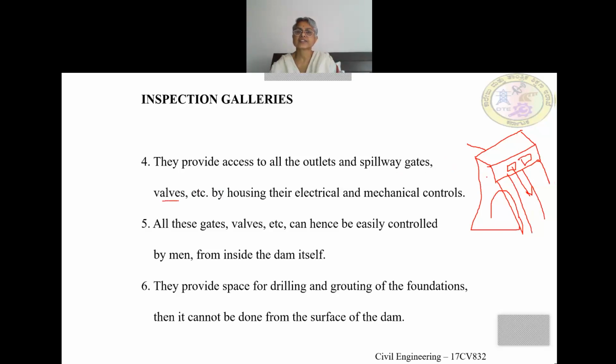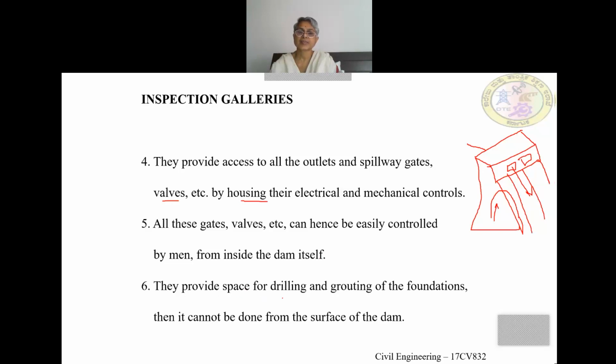valves and other such things, if you want to open the gates, the gate valve may be housed inside the drainage gallery. So you can go inside the drainage gallery and operate these gates. So all these gates, valves, etc. can hence be easily controlled by men from inside of the dam itself.